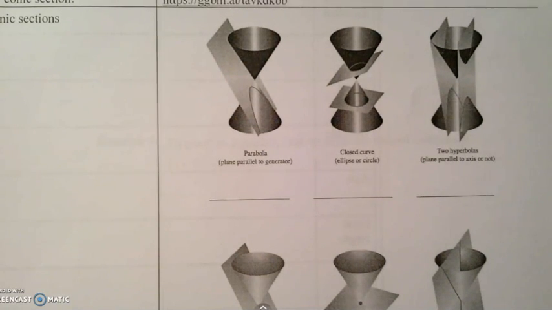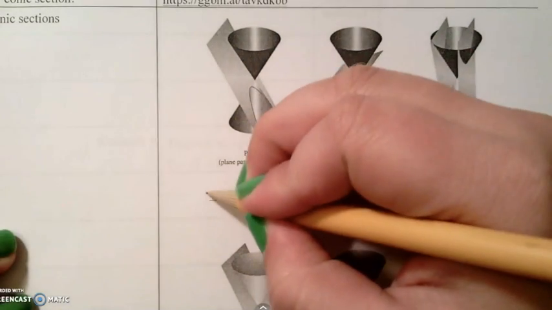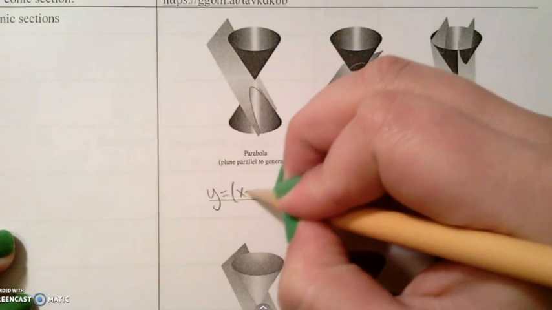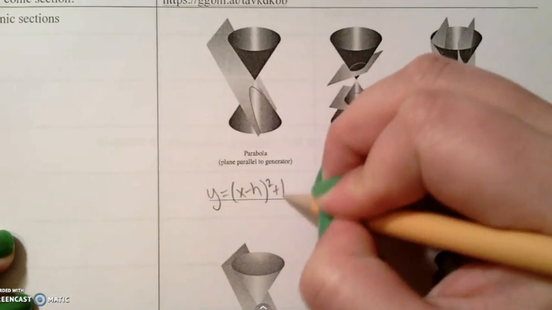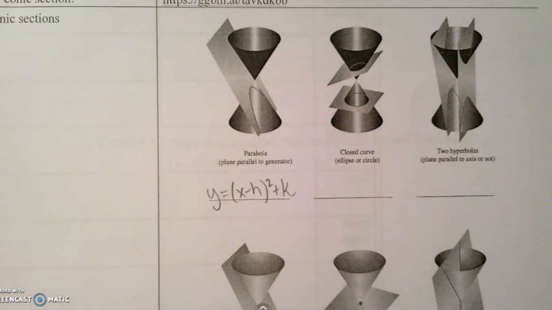And we've seen parabolas before. The equation of a parabola is y equals (x minus h) squared plus k. And that's the primary way that we will write our equation of a parabola for now. Later on in this video, we'll talk about other ways to write the equation of a parabola.